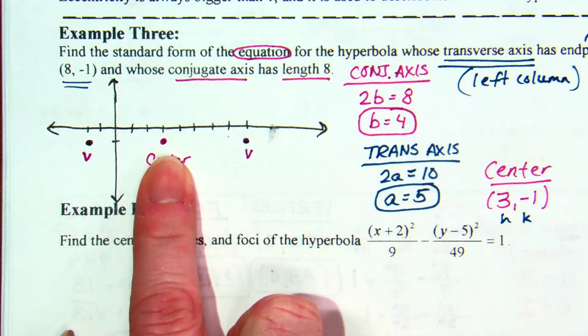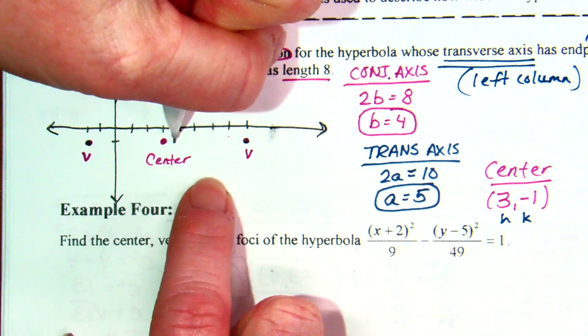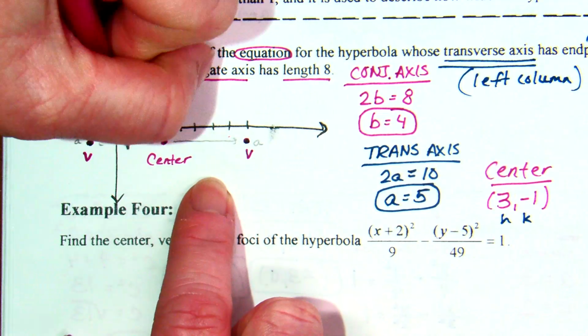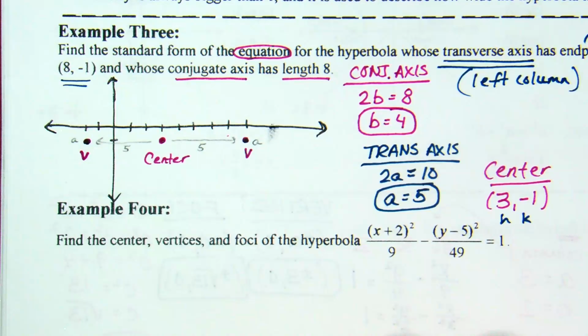Counting over this way and this way, right? That's my A value, and that's going over 5 each way. You know what? Maybe I don't want to put those lines in there. I'm just going to write A. We already talked that A is 5.